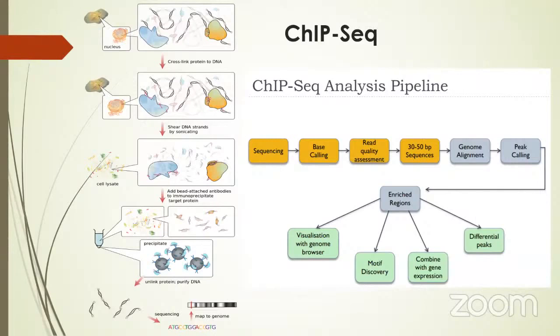Now we have to sequence this RNA. This is simple. You sequence that RNA and you will get the information of which part of the RNA was involved in binding with the protein. So this is very simple. We can go for mapping thereafter.